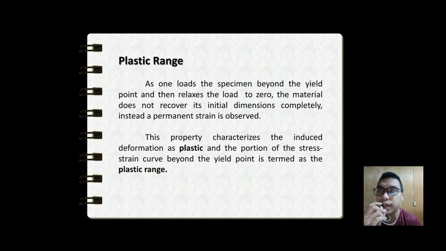So next is the plastic range. If one loads a specimen beyond the yield point and then relaxes the load to zero, the material does not recover its original dimensions completely. Instead, a permanent strain is observed. For example, in a rubber band, when you stretch it fully without breaking it and then release it, it will not go back to its original round shape, and it will become elongated. So this property characterizes the induced deformation as plastic, and the portion of the stress strain curve beyond the yield point is termed the plastic range.